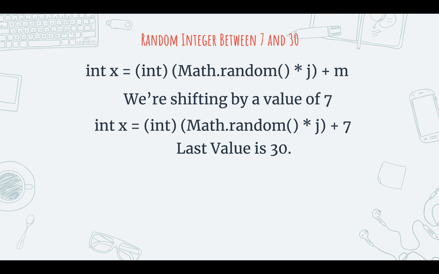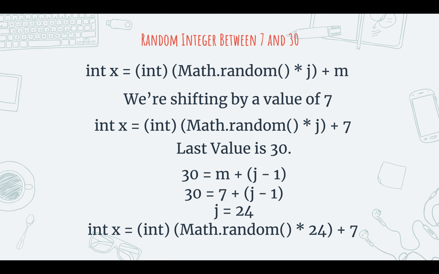We also know that the last value is 30. So we use the previous equation: last value of the range is equal to M plus J minus 1. So we have 30 is equal to M plus J minus 1. We put in the M value because that is our shifting value, and then we do some simple algebra. We subtract 7 from 30, and then we add 1. 23 is equal to J minus 1, so J is equal to 24. So we replace J in our initial equation with 24.